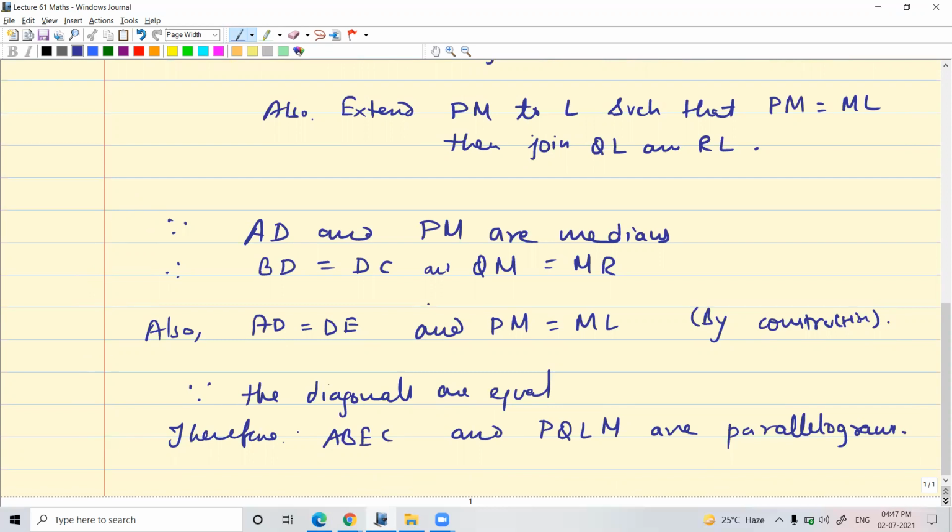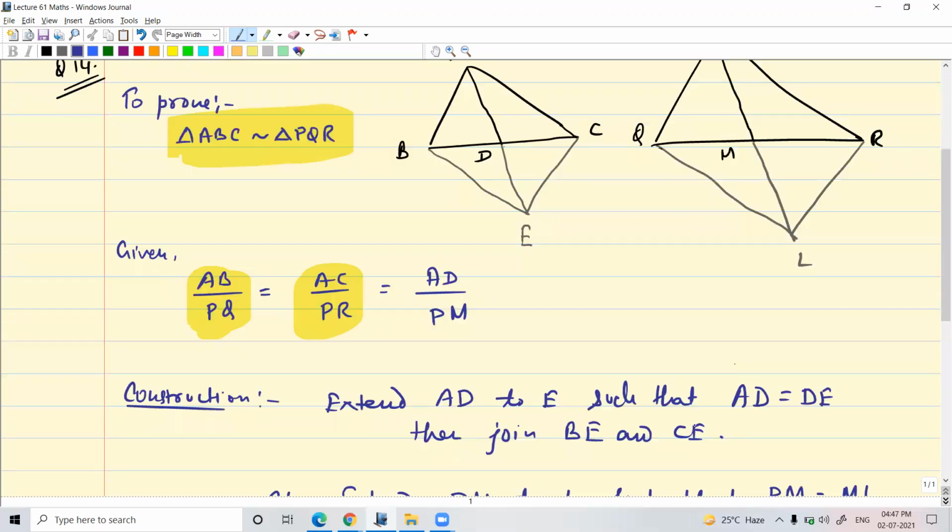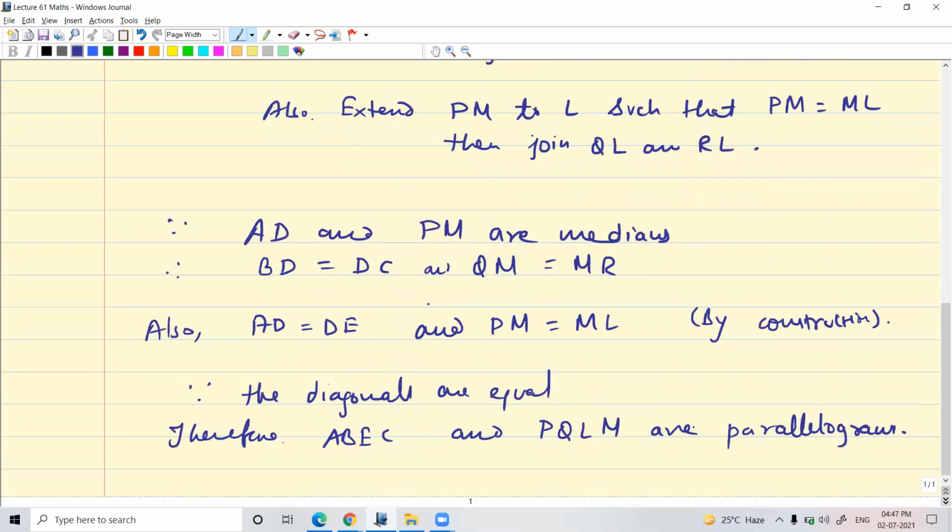Okay. So I wrote PQLM, it's not PQLM. PQLR is the parallelogram. I'm sorry. PQLR is the parallelogram, and ABEC is the parallelogram.